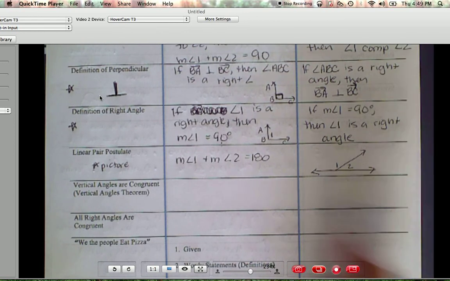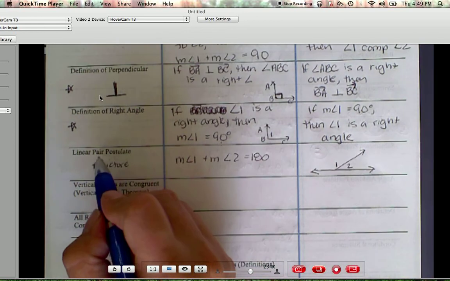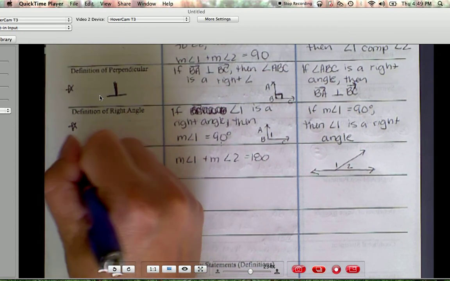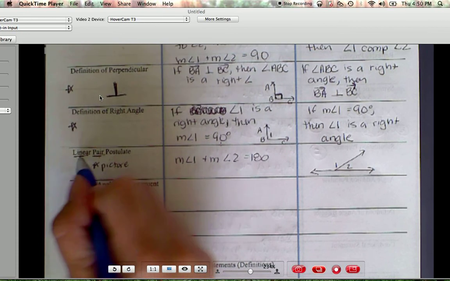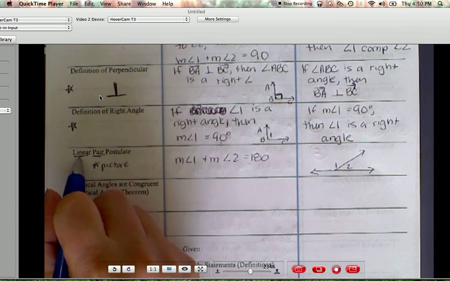Okay. A linear pair, a pair of angles that form a line. That's how you think of it. A pair of angles that form a line, a linear pair.